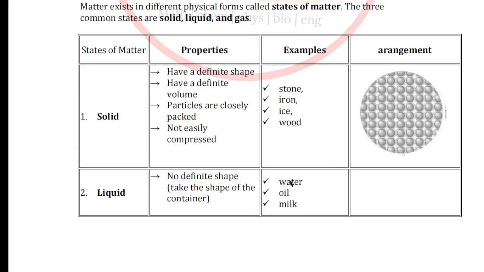Let's go into liquid and liquid particles. Number one, liquid particles have no definite shape. They take up the shape of the container. A container is something that is containing a content, right? So if you put water in a container, it will take up the shape of that container. You get? So if you put a liquid into a container, it will take up the shape of the container. Therefore, it doesn't have a fixed shape.